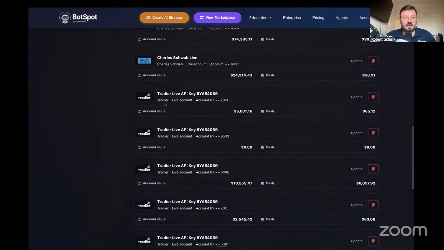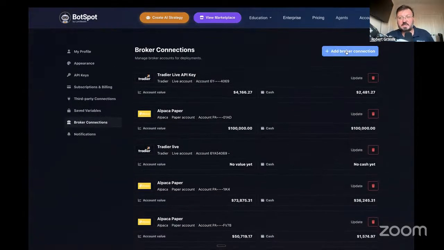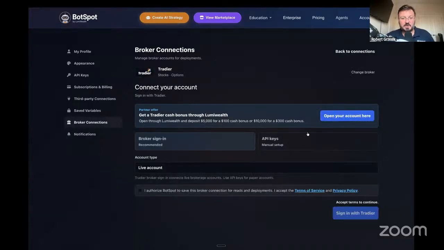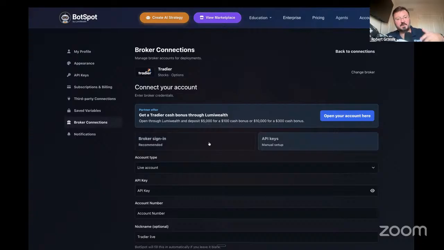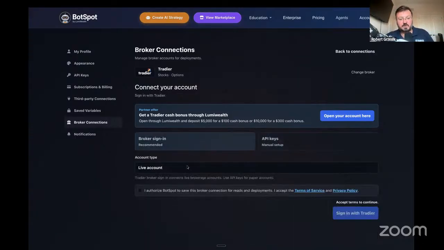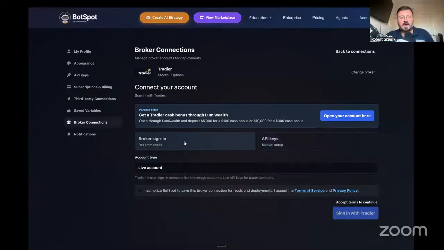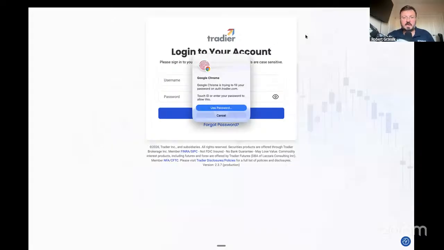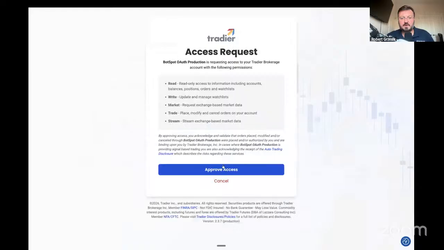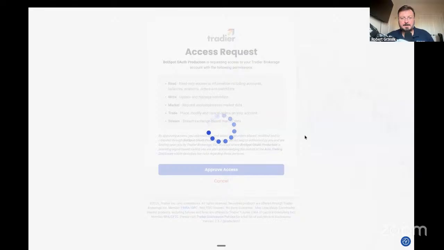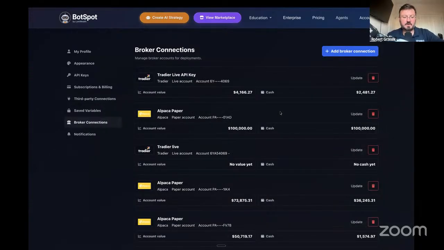Yeah, and then we made Tradier connections a lot easier too. So if you have a Tradier account, it's the same thing. You just connect here, Tradier, right? You can do a broker sign in or you could do API keys, right? They now both work. I think with broker sign in, you could only do live account, but if you want to do paper trading, you could do API keys and do paper trading with them. And then same thing, authorize, sign in, and then I log in here, sign in, approve access, and that's basically it. Right, and there you go.